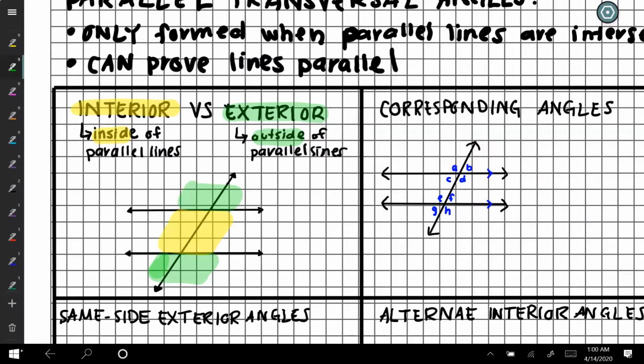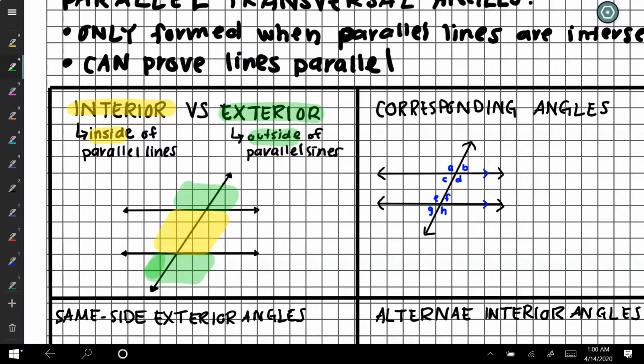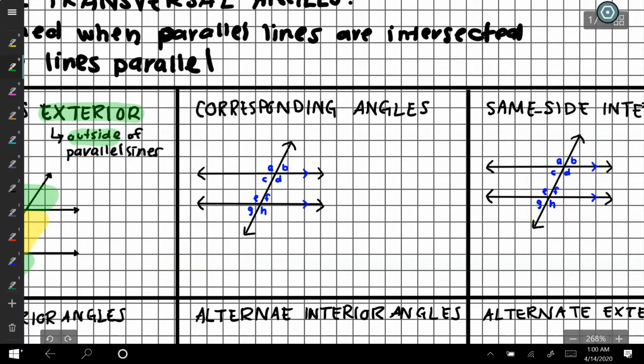Alright, so we're going to start by talking about corresponding angles. Corresponding angles are going to be on the same side of the transversal.